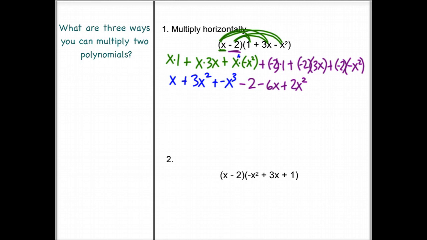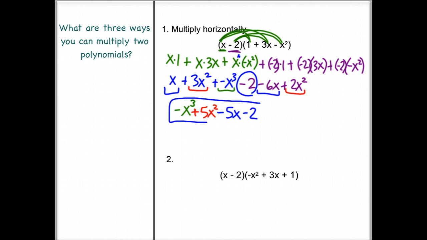I like to start with the greatest degree. So we have a degree of 3 here, and that's our only one. So we have negative x cubed. So now our x squared terms are here and here. So we have plus 5x squared. And then our x terms are here and here. So we have x minus 6x, which is minus 5x. And then last we have our minus 2 here. So this is our final answer.